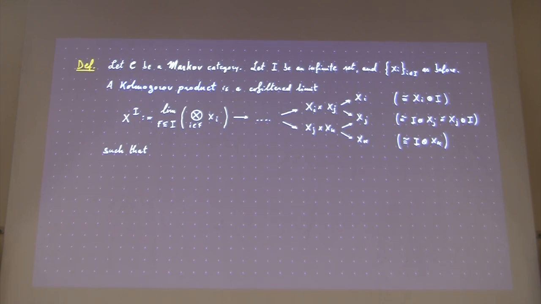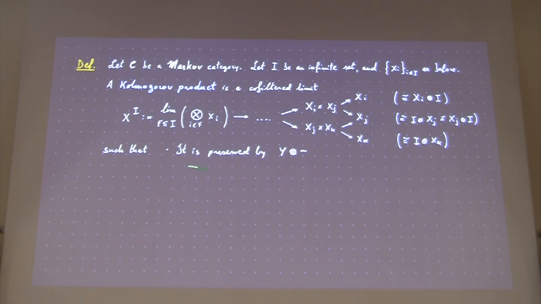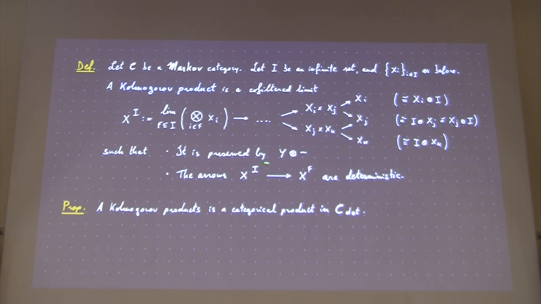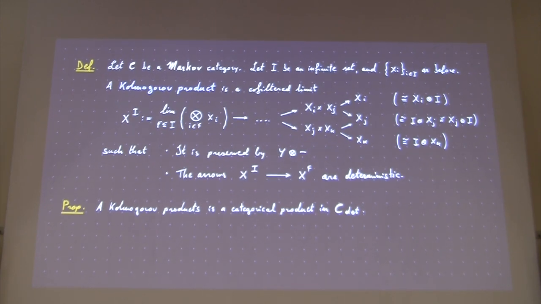So we define the infinite product as the co-filtered limit of the finite products with some compatibility conditions with the Markov structure. First of all, you want this to be preserved by tensor products. In the Cartesian monoidal case, this is automatic because this is a limit and this is a limit, so limits preserve limits. Here, we have to require it, it's not guaranteed. And also, we want the arrows of the limiting cone to be deterministic, just like projections. This guarantees that if you restrict to the subcategory of deterministic morphisms, it is the categorical product. But remember, deterministic stuff is good with Cartesian products; the problem is that we have more maps. But on the deterministic maps, this recovers the categorical product.